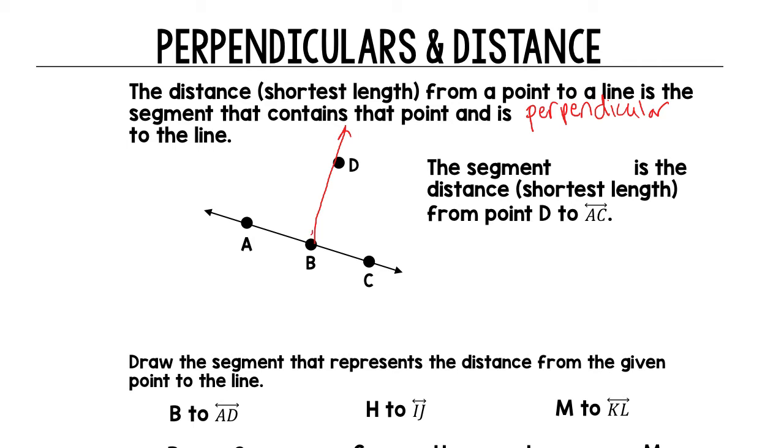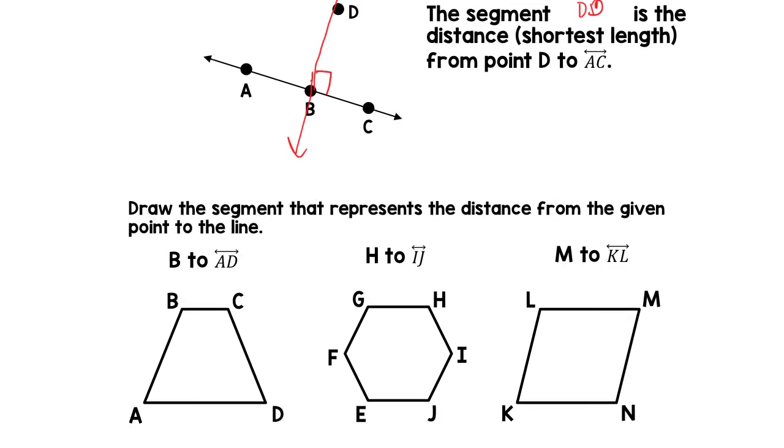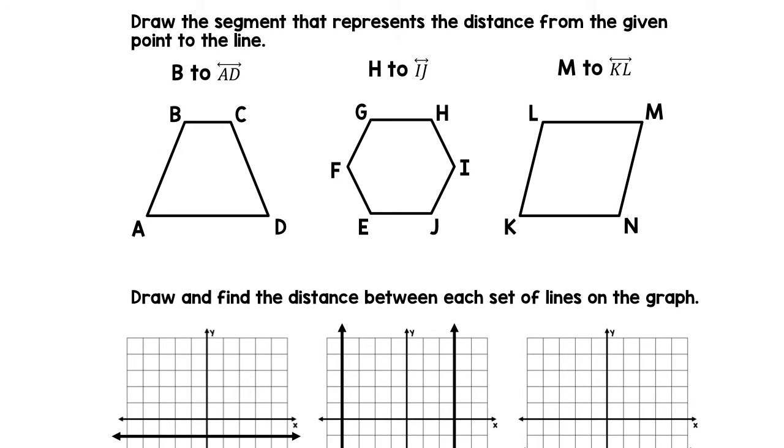Well, anyways, this segment DB is the distance, shortest length, from point D to AC because it's a perpendicular distance. It crosses line AC at a right angle. So perpendicular lines are always going to be the shortest distance between a point and a line.